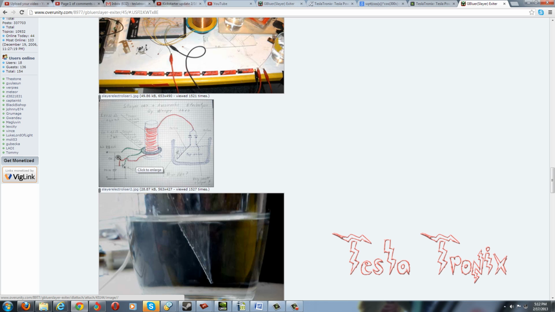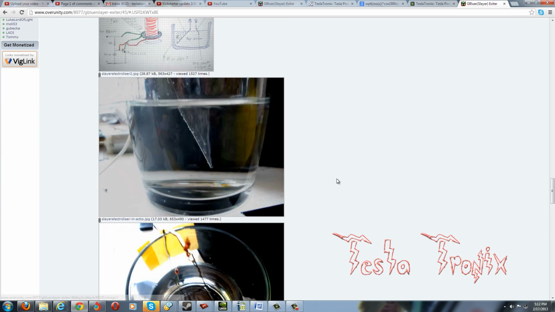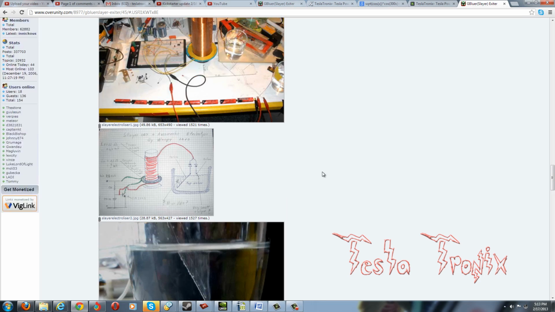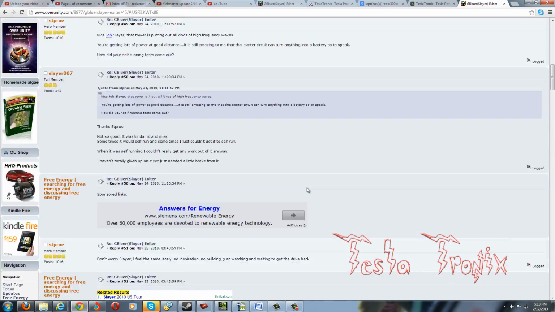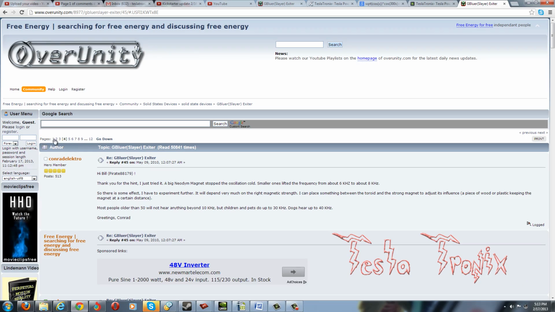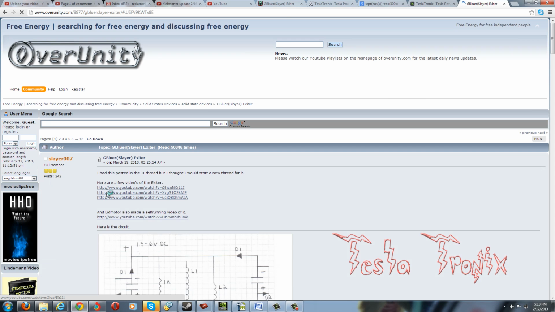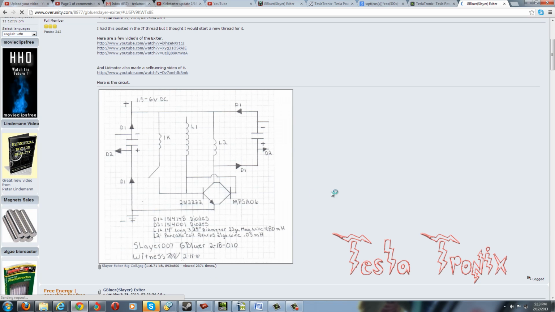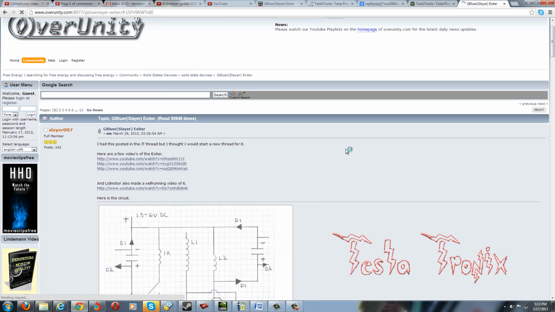This is the most similar circuit on this thread that I can find to what's similar to my circuit. We go all the way back to page one. This is the quote original Slayer Exciter. Is this what's on my board? No. Not at all. And even if it was, it's posted on the internet for the world to see.